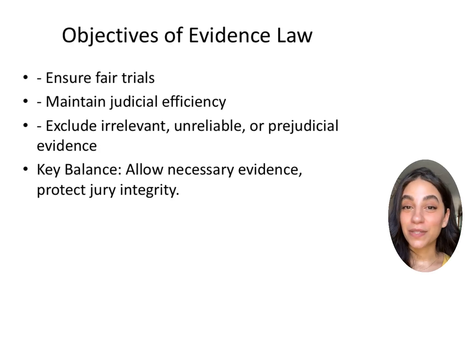The second objective is maintaining judicial efficiency. Without evidence rules, trials could easily spiral out of control with irrelevant or redundant information wasting time. The rules streamline the process, keeping the trial focused and preventing unnecessary delays. For instance, evidence that doesn't directly relate to the case at hand is often excluded to save time and resources.